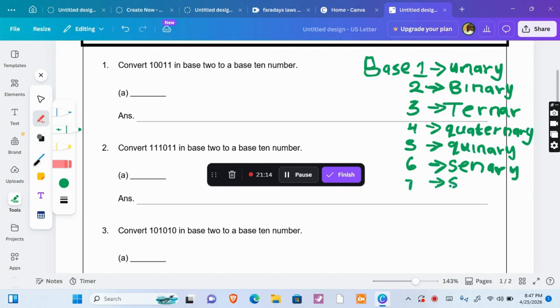Septenary, S-E-P. Septenary numbers. Septenary in base 7. The numbers in base 8 are called octal numbers.